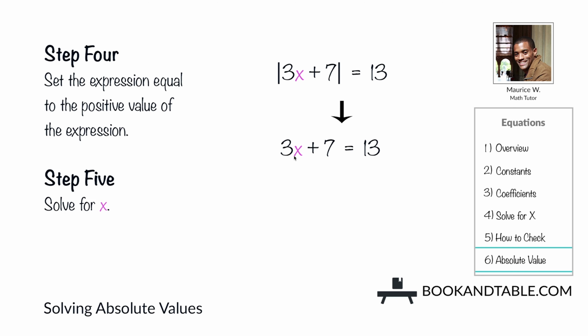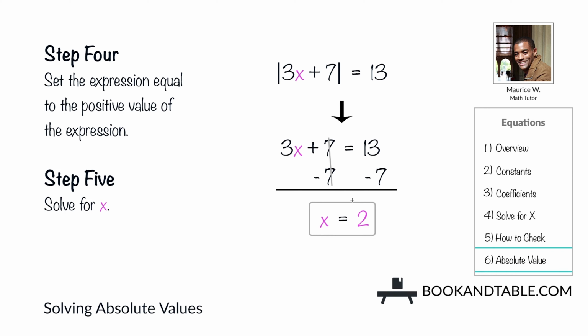And then step 5, solve for x once again. So we remove the constant positive 7 by subtracting 7 from both sides, leaving us with 3x on the left side and 13 minus 7, which is positive 6 on the right side. We then negate this coefficient, positive 3, by dividing both sides by positive 3, leaving us with x is equal to 6 over 3, which is equal to 2.